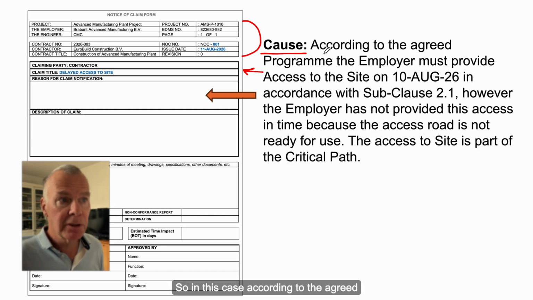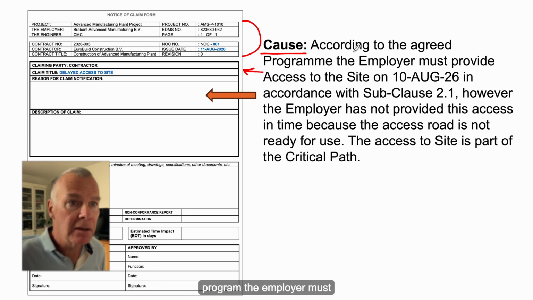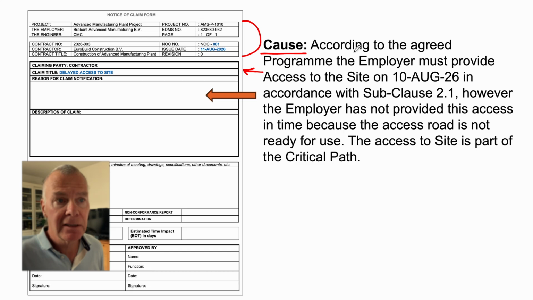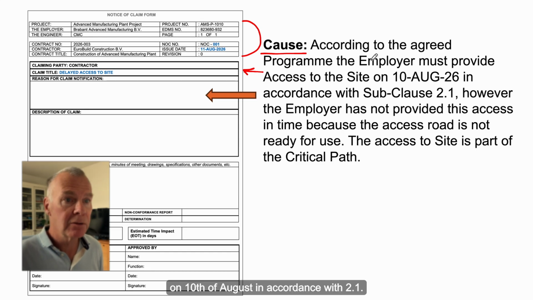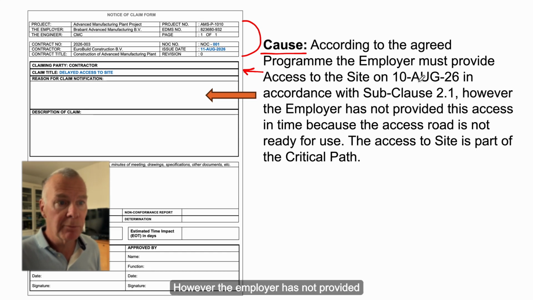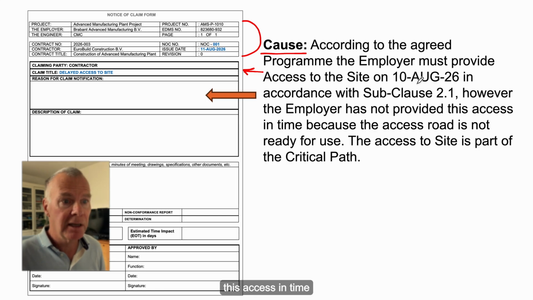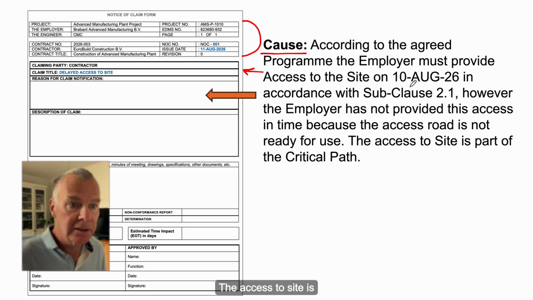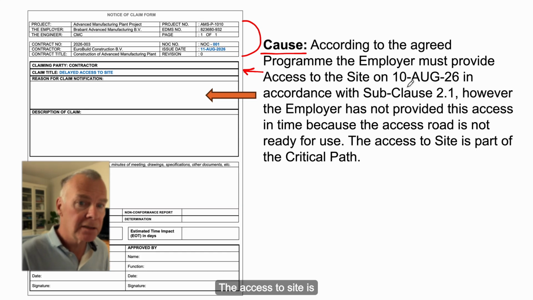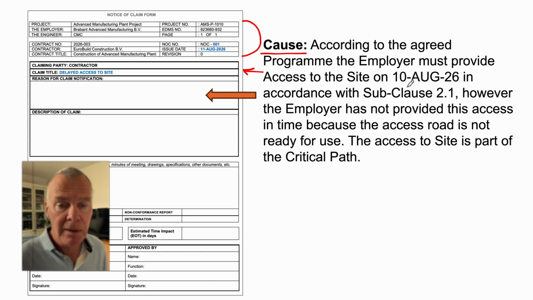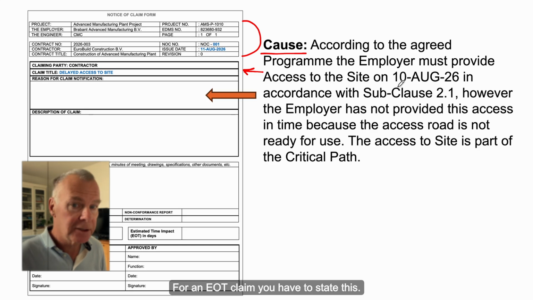So in this case, according to the agreed program, the employer must provide access to the site on 10th of August in accordance with 2.1. However, the employer has not provided this access in time because the access road is not ready for use. The access to site is part of the critical path. For an EOT claim, you have to state this.